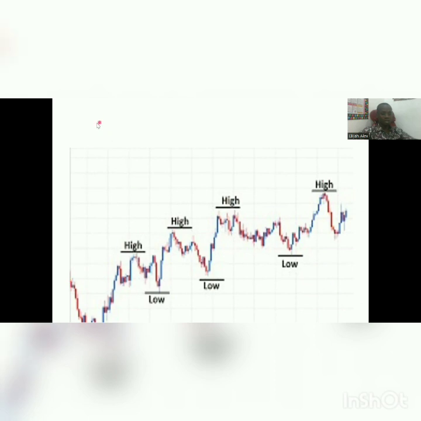Let me get my tools to show you. Okay, this is a structure. We're talking about market structure. This is a structure. Now, I discovered that the market came back here before it reversed, so coming to test the structure, and it broke the structure.